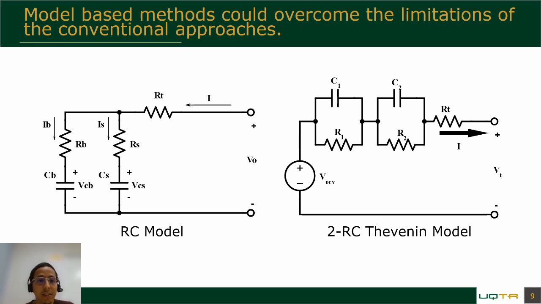This research aims to compare two circuit models, the RC model and the 2RC model, in order to identify the advantages and limitations of each one. The result of this research will be used to determine which model is more suitable for battery state of charge estimation.